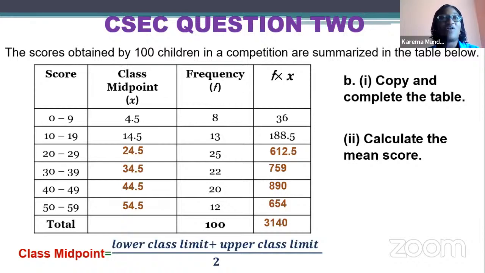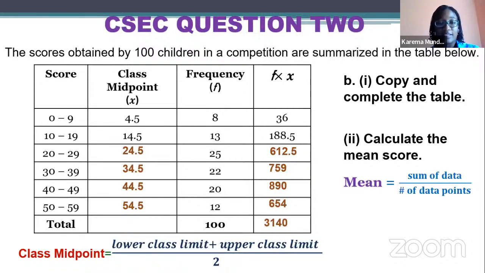So remember, normally when we have our raw data, we would have added up all the scores and we would count and see how many scores we had. And if there were 10, we would divide by 10. In this case, we were told, first of all, that the scores were obtained by 100 children. So we already knew that there were 100 scores, but just in case we didn't even have that, as we discussed this morning, the total for our frequency column also gives us that information. So yes, you are indeed correct. The sum of the data, which we have to be 3,140, divided by the number of data points, in this case, 100.